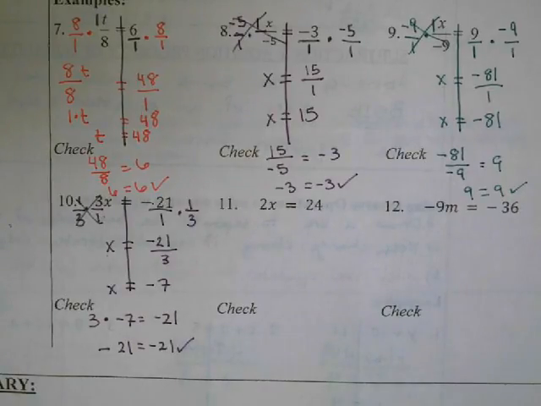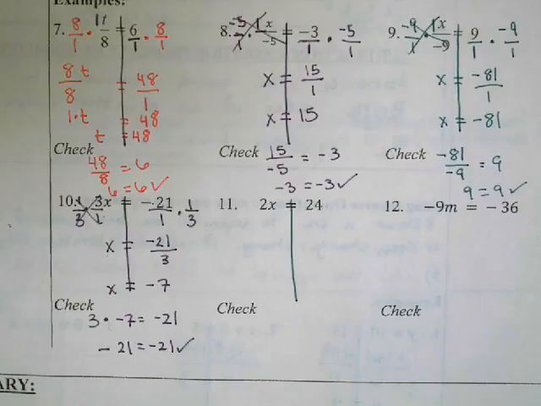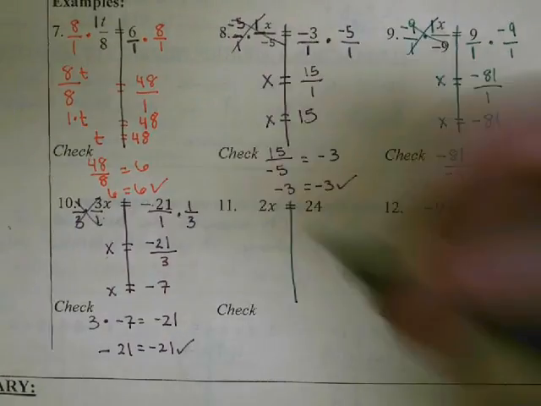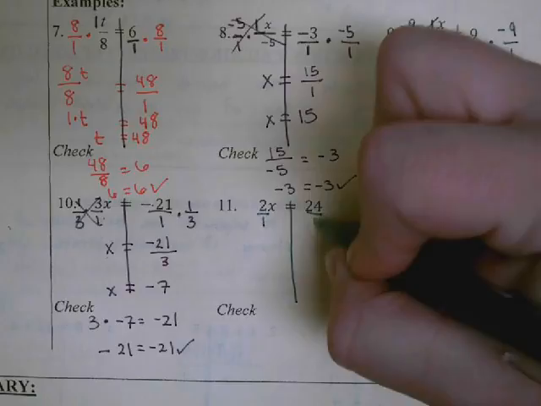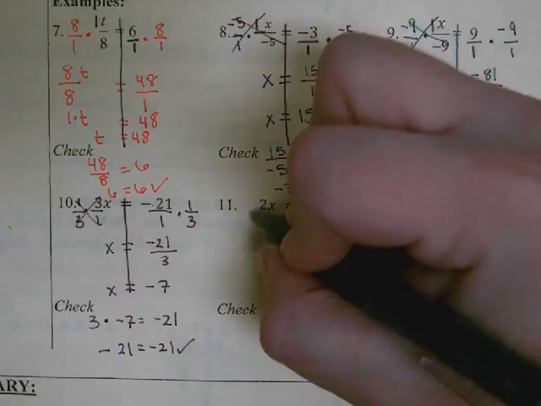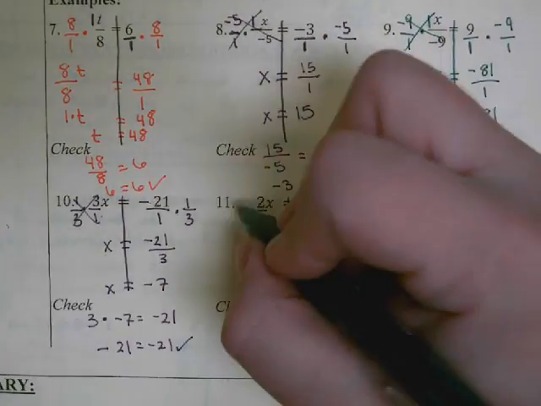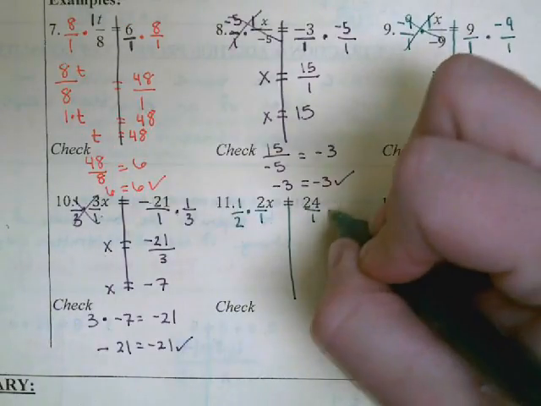Okay, number 11. The same process. Line down the middle. Write in the hidden ones. Multiply by reciprocals. So this process is not changing. So let's look at it. So we're going to do line down the middle. Write in our hidden ones. So 1 underneath the 2 and 1 underneath the 24. Multiply both sides by the reciprocal of the fraction that's next to our variable. So we want to get rid of the 2 over 1, so we multiply by 1 over 2.